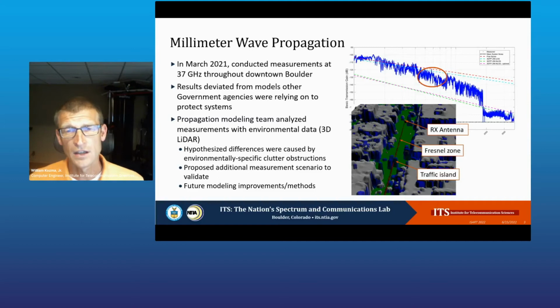We had some hypotheses as to why, and we did propose some additional measurement scenarios. We're looking at performing additional measurements in winter of next year because the measurements were originally taken without foliage, and the leaves weren't out on the trees yet. We want to make sure that when we do a second set of measurements, the environment has the same characteristics that we originally had when we captured those. So we're hoping here in winter next year to do some additional measurements at 37 gigahertz, maybe rolling this into a publication and improving some modeling efforts within the millimeter wave band. Next slide.